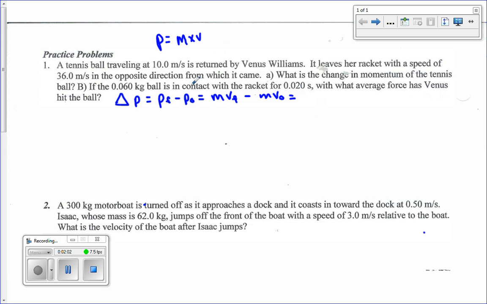So that is P with a subscript of F and a subscript of 0. And then what was the V? So that's V subscript of F, V subscript of 0. Okay, let's plug in. What is the mass of our object? 0.06 kilograms. And the final velocity of the object?